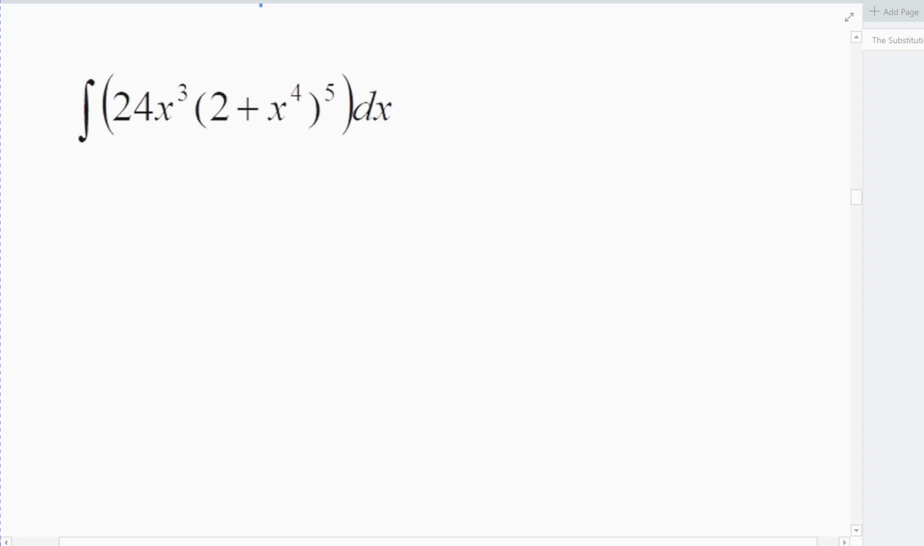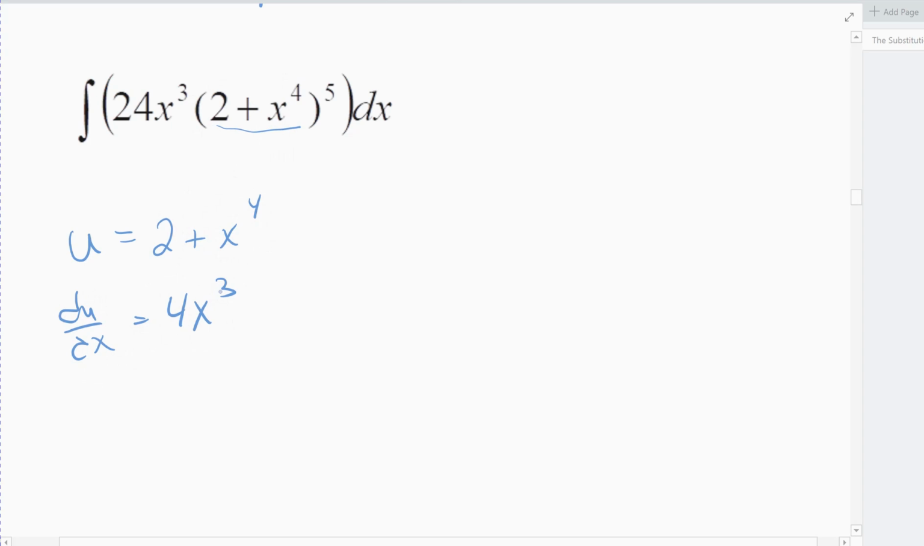But remember, the first step is to understand what's inside the other function. And so this 2 plus x to the 4th is inside the 5th power function. This is outside. And so when I set it up, u is equal to the entire expression, 2 plus x to the 4th. Right, then we take the derivative of that, du over dx. Well, the 2 will zero out. The derivative of x to the 4th is going to give me 4x cubed.